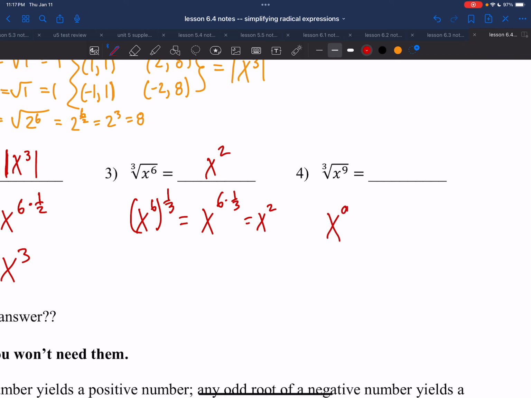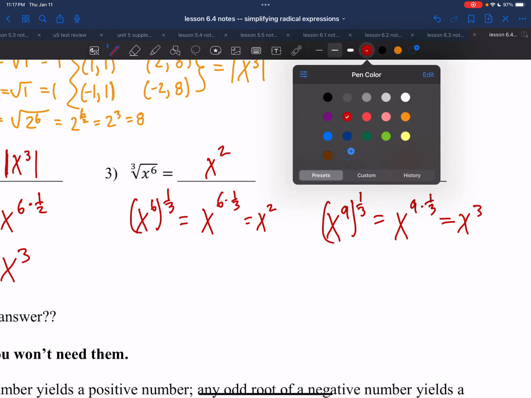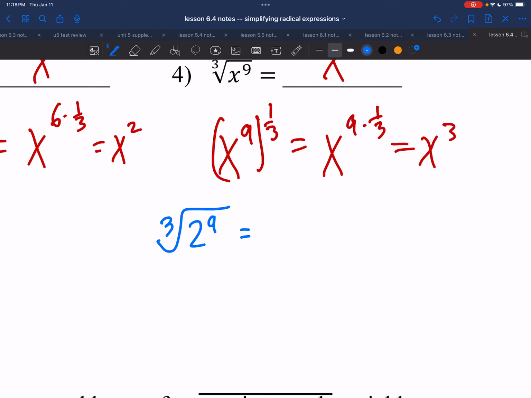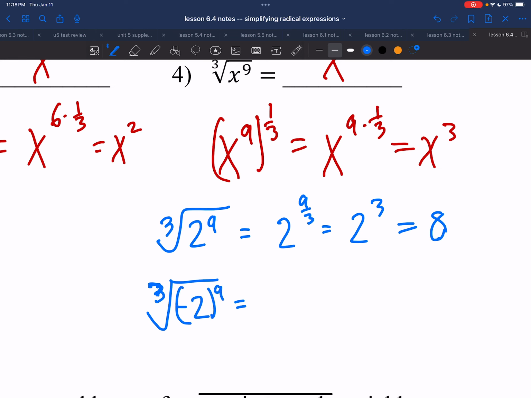And then if I do cube root of x to the 9th, this is x to the 9th to the 1/3. This is x to the 9th times 1/3, which is x cubed. And so I say, okay, this is x cubed. But let's do the same analysis, right? So if it's x to the 9th, oof. Well, if you do cube root of 2 to the 9th, I'm going to get 2 to the 9 over 3, which is just 2 to the 3, which is just 8, right? But if I do the cube root of negative 2 to the 9th, if you multiply a negative 9 times, it's still negative.